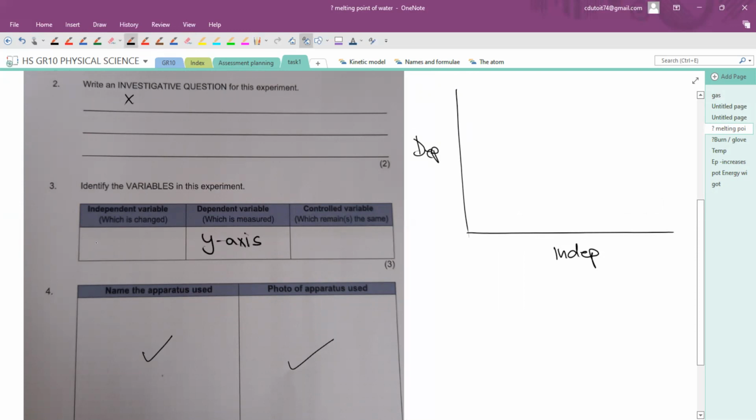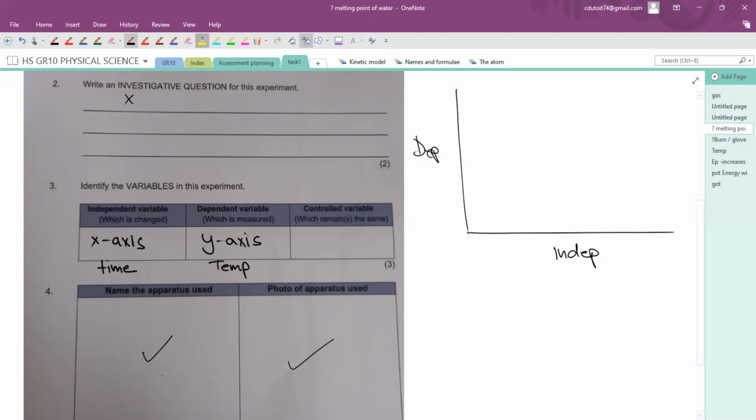Independent is the x-axis. So in our experiment, the x-axis is time and the y-axis is what? Temperature.